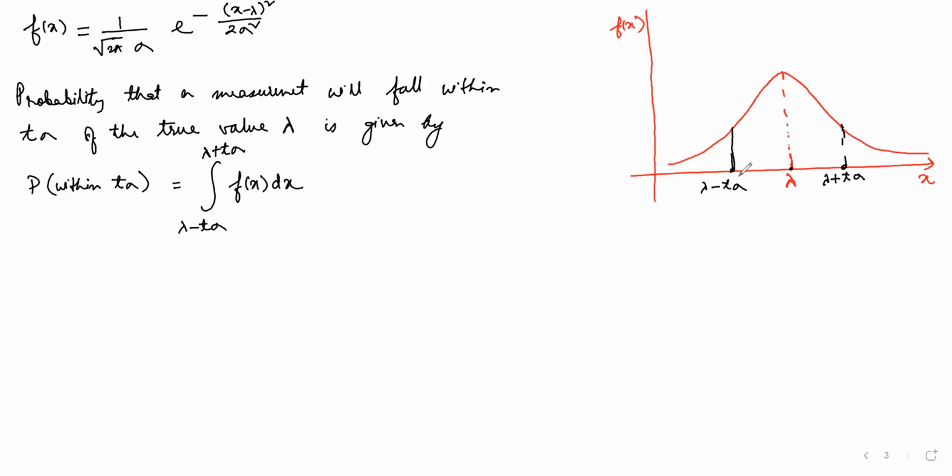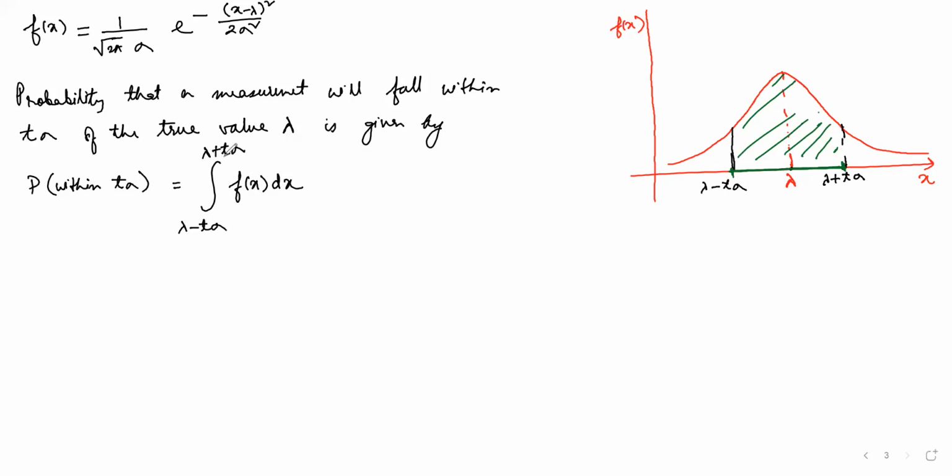So when we perform a measurement, what is the probability that the measured value lies inside this range? That probability is given by the area under this curve. And that area under this curve, mathematically, is given by this expression: integration of f of x dx from lambda minus t sigma to lambda plus t sigma.